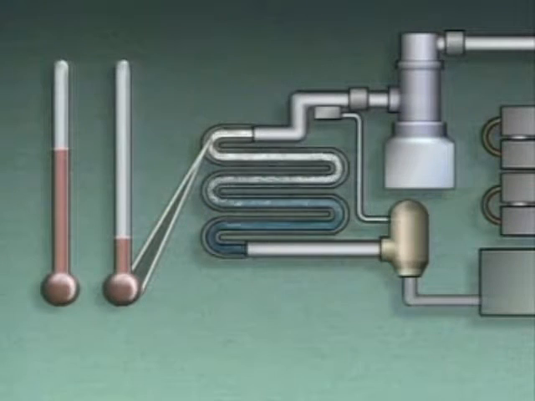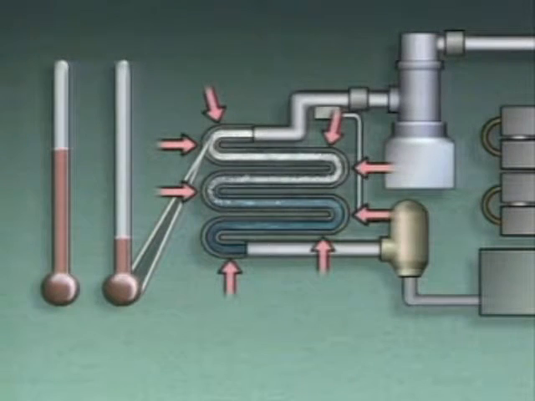Overloading is another refrigeration system problem. Overloading occurs when the area or substance that's being cooled contains more heat than the refrigeration system can remove. In this situation, the compressor may operate continuously, but the desired temperature will not be reached.